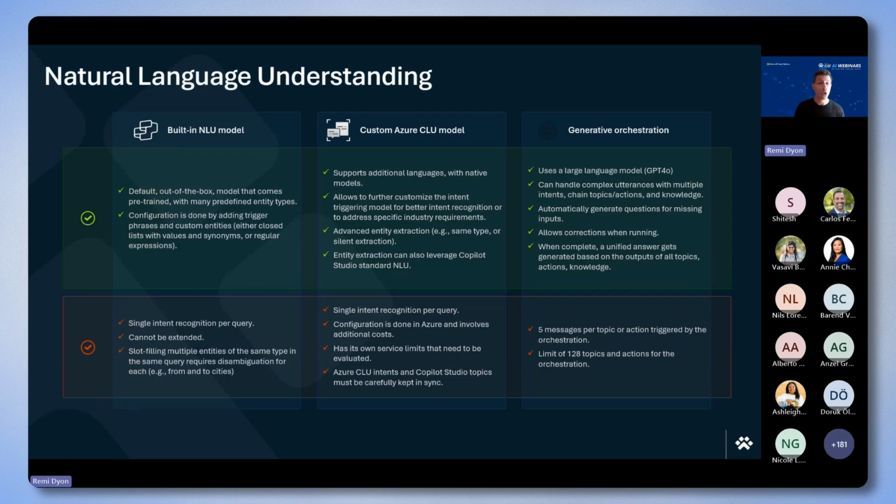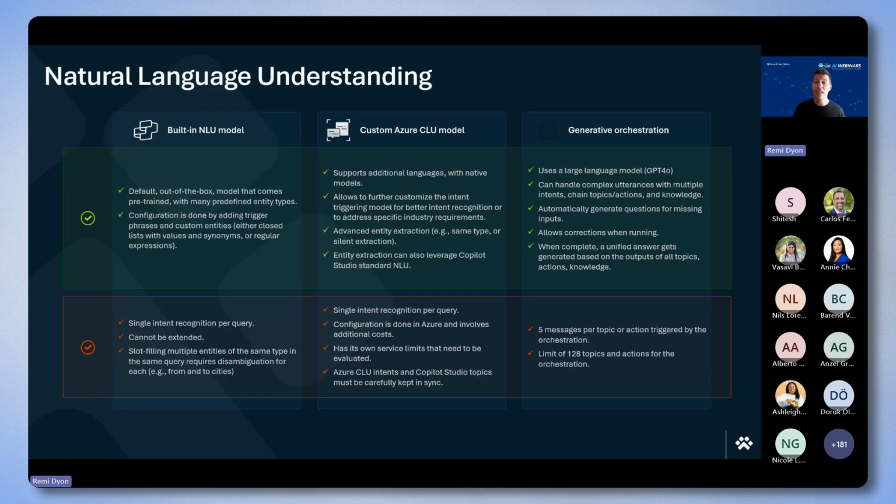We can allow correction: when we send information and then tell the model, actually, can you change this, it's able to change the value that was previously sent to the model. And at the end, it can generate a unified answer based on the execution of multiple tools. So that's a lot of great features that the natural language understanding models are not able to do.